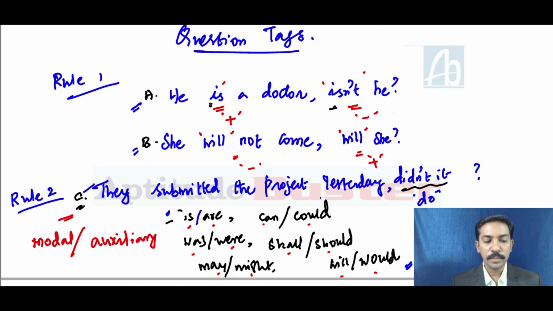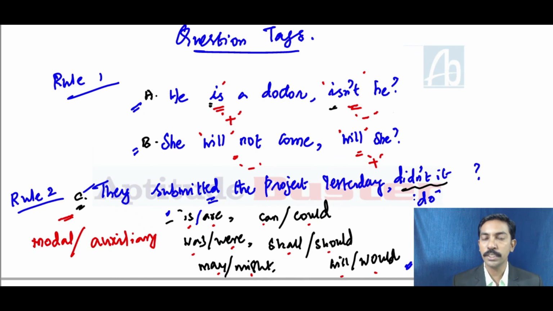They submitted the project yesterday. We do not have a modal or an auxiliary in the sentence. In other words, we do not have words like is, was, were, may, might, will, would, can, could. In such instances, you would rely on do forms to create a tag. Do you wonder why the word didn't is given? Simple, because they submitted the project. Submitted is in past tense. The past tense form of do is did.